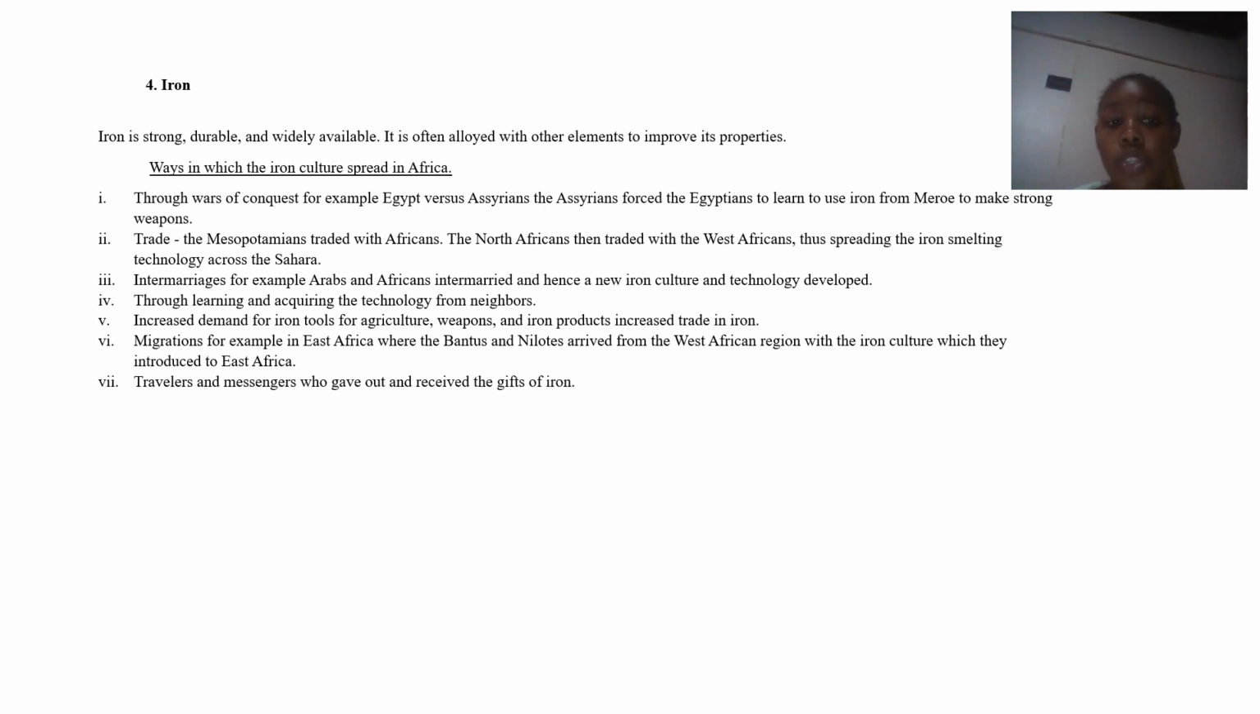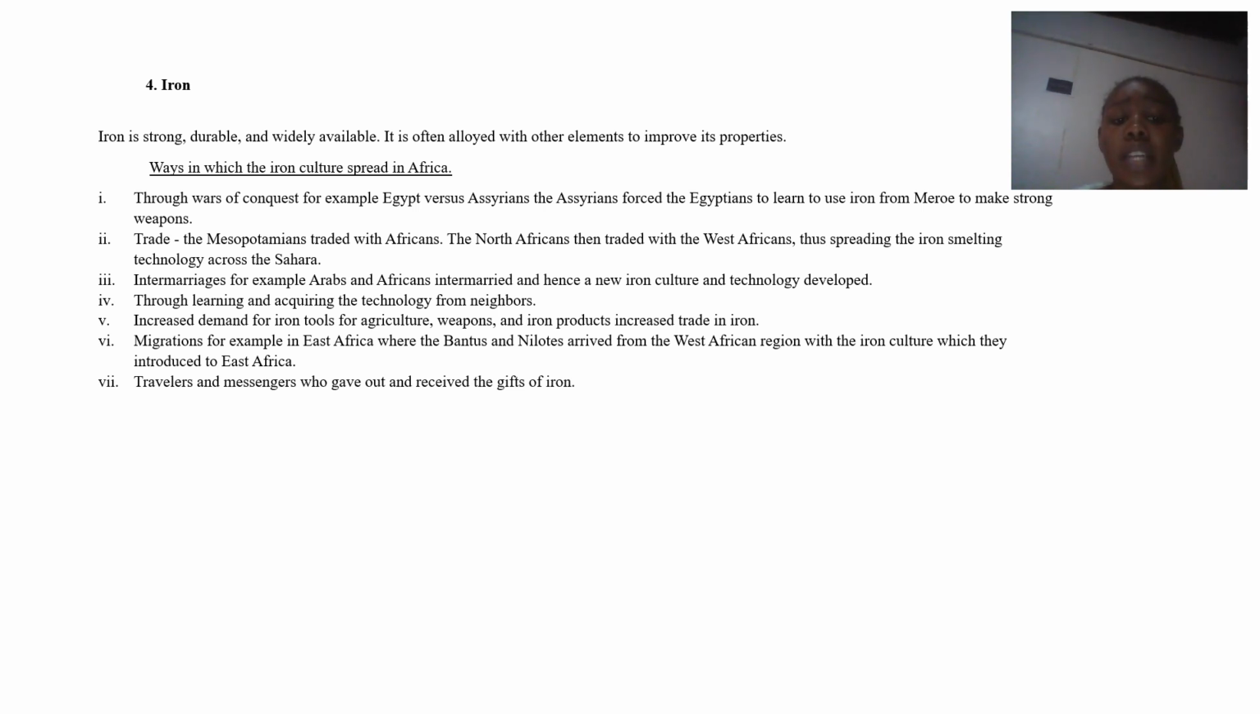Then we look at the ways in which the iron culture spread in Africa. The first and main way in which iron spread was by migration of the Bantus, because they were agricultural peoples and they used iron in their farms, and when they migrated they led to the spread of iron tools. Then there was also conquest by force, for example Egypt versus the Assyrians. The Assyrians forced the Egyptians to learn the use of iron from Meroe to make strong weapons, meaning that iron was used in making weapons.